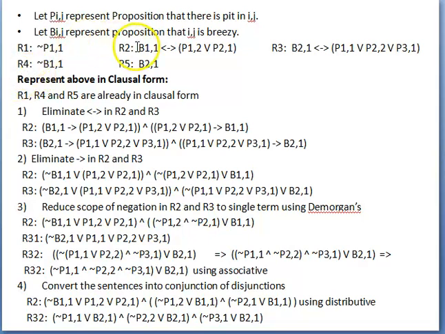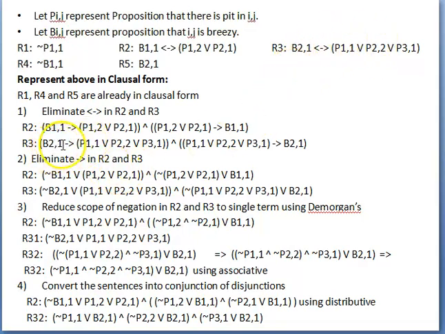Now first of all, we have to represent these 5 identities in the clausal form, which is the conjunctive normal form. We see that the identities R1, R4 and R5 are already in the clausal form. So we have to convert R2 and R3 into the clausal form. First we will eliminate the double implication. Simply, this implies this and then this implies this. As you can see here, B11 implies P12 or P21, and P12 or P21 implies B11. Similarly, we have done for R3: this implies this and this implies this.